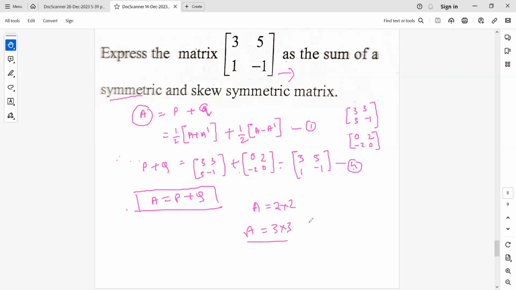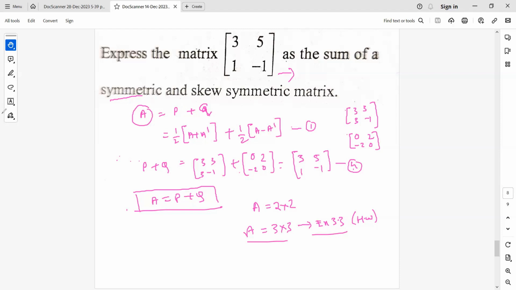In exercise 3.3, a few questions are given with order 3 cross 3. So you practice these questions for homework. Here I have solved an example on 2 cross 2. I will try to practice an example on 3 cross 3, that is expressing the matrix as the sum of a symmetric and skew symmetric matrix. Next we will be discussing one more question on multiplication of matrices.